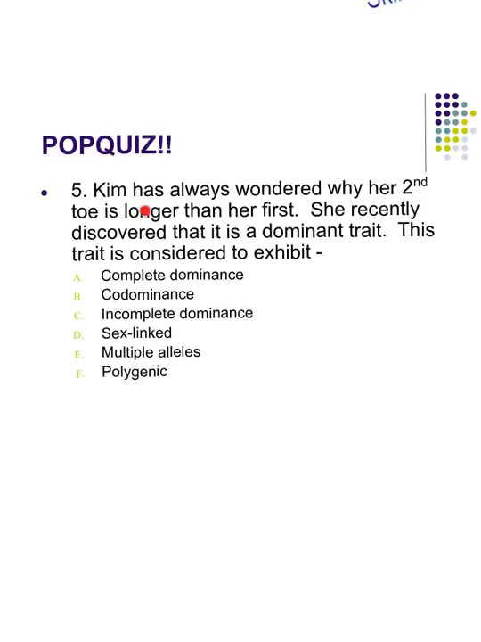Okay, so Kim has always wondered why her second toe is longer than her first. She recently discovered that that's a dominant trait. This trait is considered to exhibit complete dominance, codominance, incomplete dominance, sex link, or multiple alleles or polygenic. Her second toe is longer than the first, and she recently discovered that's a dominant trait. So that would be an example of A, complete dominance.